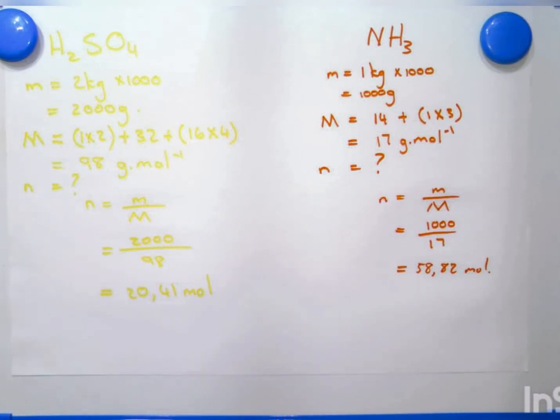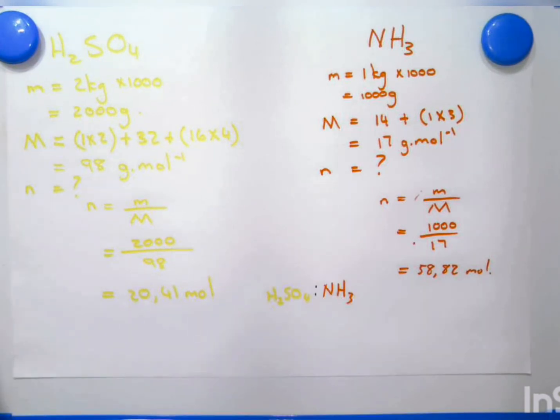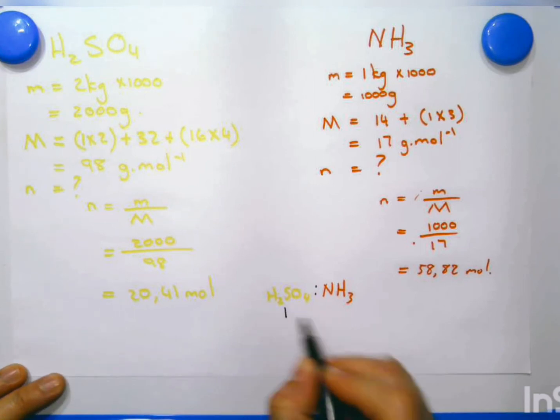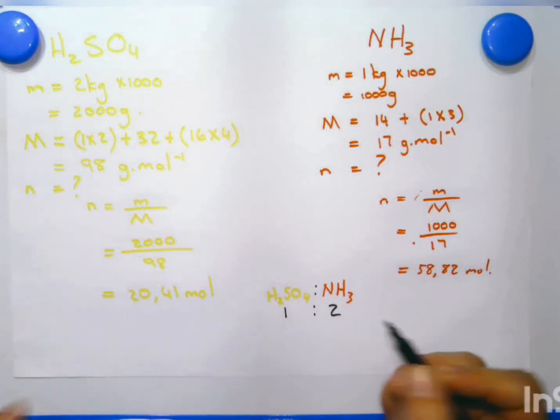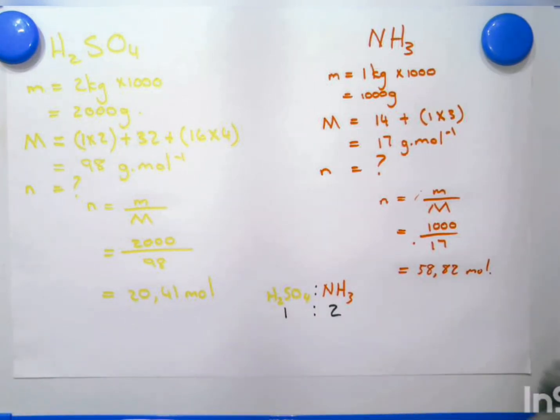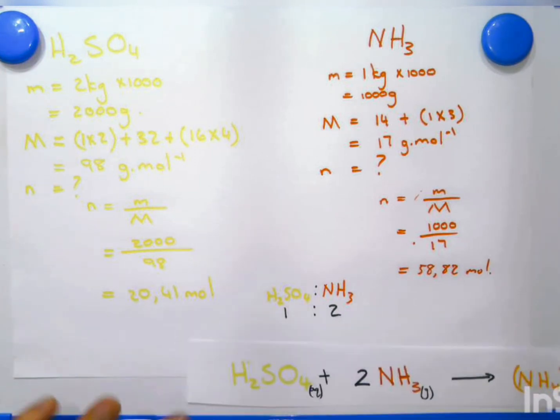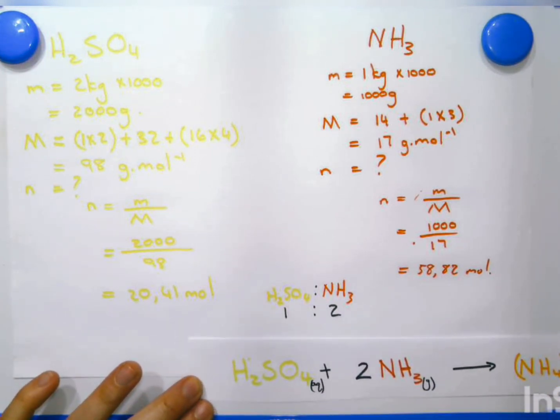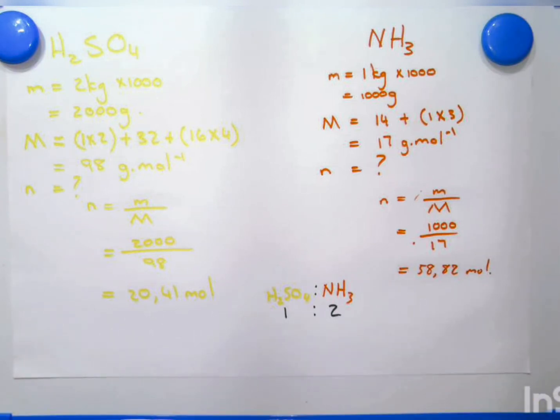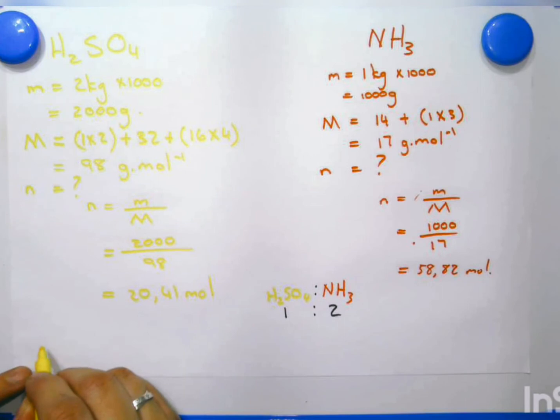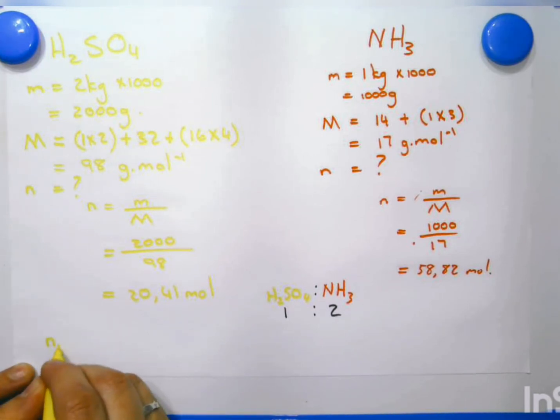Now the question is, which is my limiting reagent? So now we look at the ratio of sulfuric acid to ammonia, and that is 1 to 2. And where did we get this ratio? If we look at our chemical reaction, we see that it reacts 1 to 2. Okay, now we want to determine what is the smallest number of mole necessary in each case. So how we determine the least amount of mole in each case.